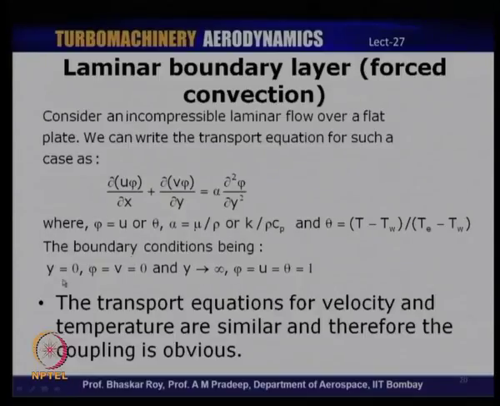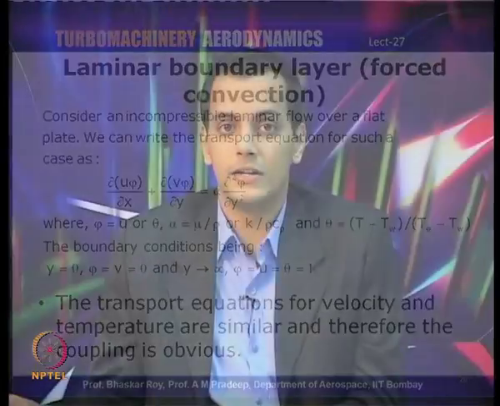For this case, the boundary conditions would be at y is equal to 0, phi could be u or theta, and v is equal to 0, that is, at the wall the velocity in the y direction is 0. As y tends to infinity, phi, that is u and theta, is equal to 1. What you can see here is that both the velocity and temperature equations are quite similar, which means that the coupling between the velocity and temperature fields becomes very obvious.